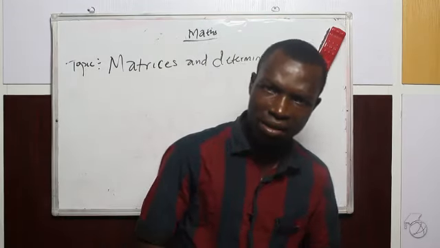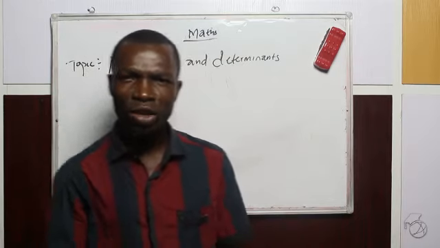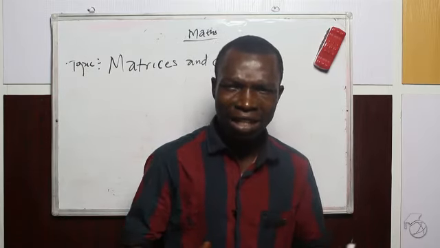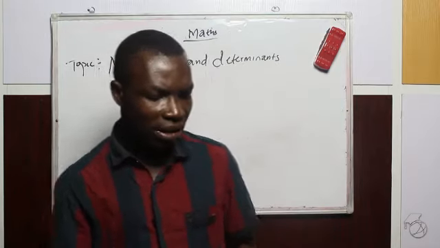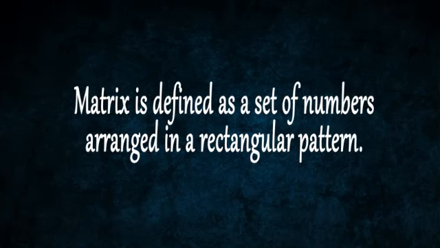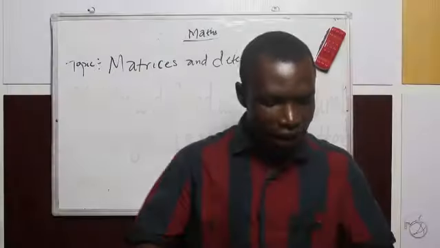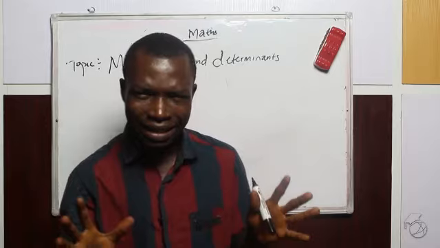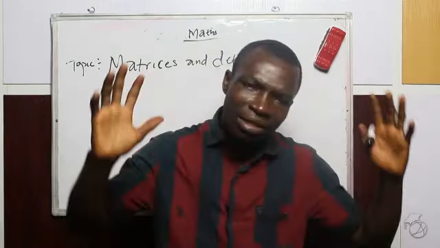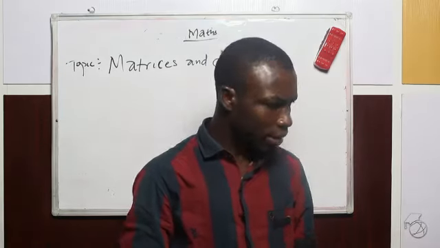Definition of a matrix, so as to know how we can compute or solve these kinds of equations that involve elements being arranged in a rectangular form. A matrix is defined as a set of numbers arranged in a rectangular pattern.